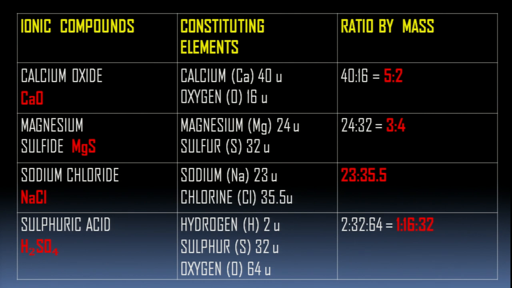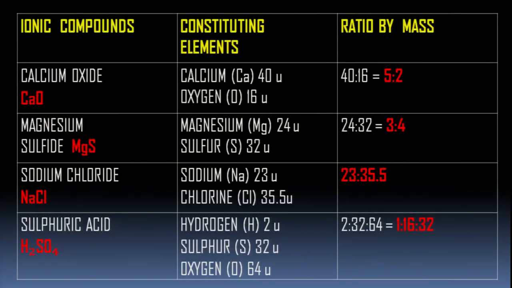And one more thing, children, do you remember the atomic masses? You have to remember it. Otherwise, it will be difficult for you to do the numericals. So, children, keep those ready with you. Calcium atomic weight is 40 unified mass. U means, remember, unified mass. Oxygen is 16 unified mass. What is the ratio by mass? 40 is to 16 is simply 5 is to 2.